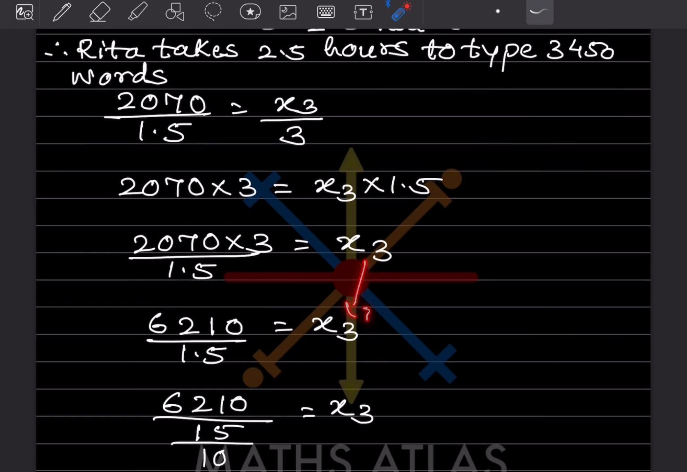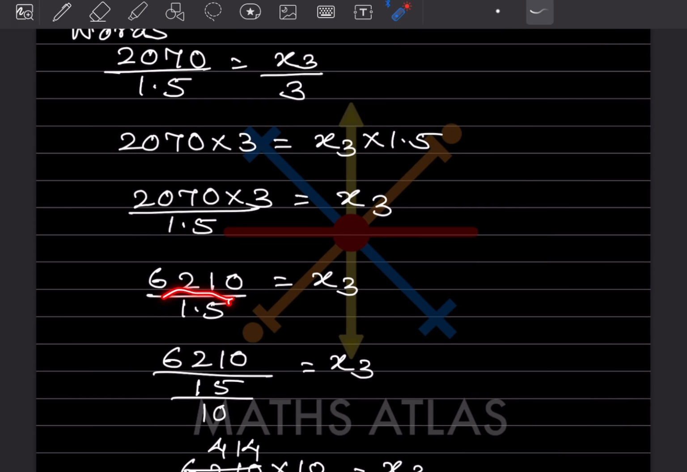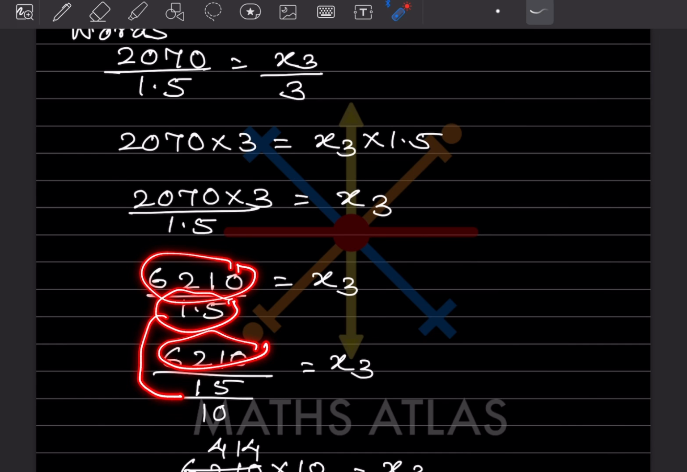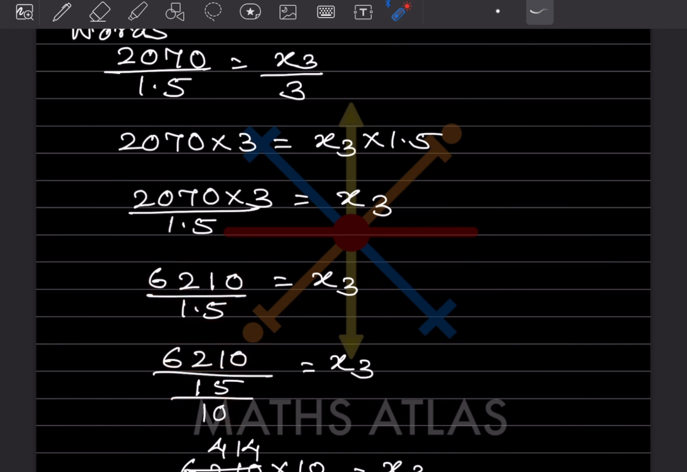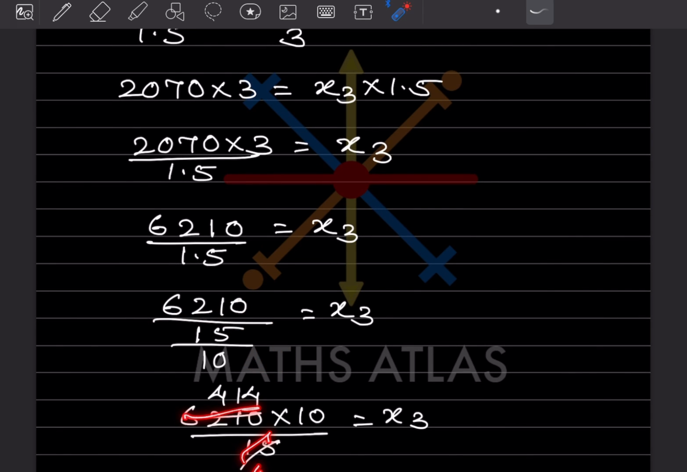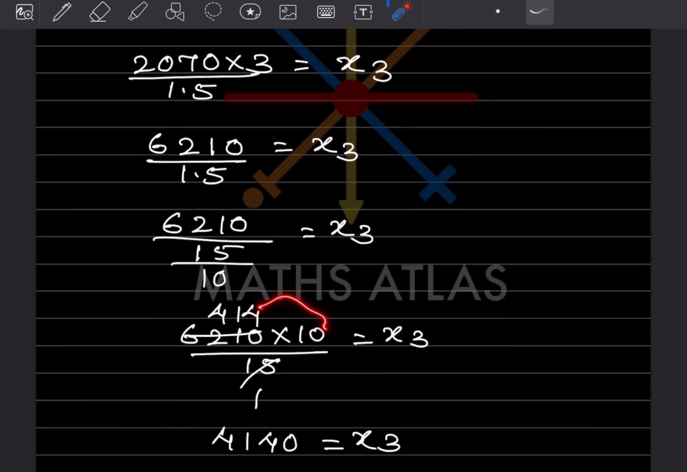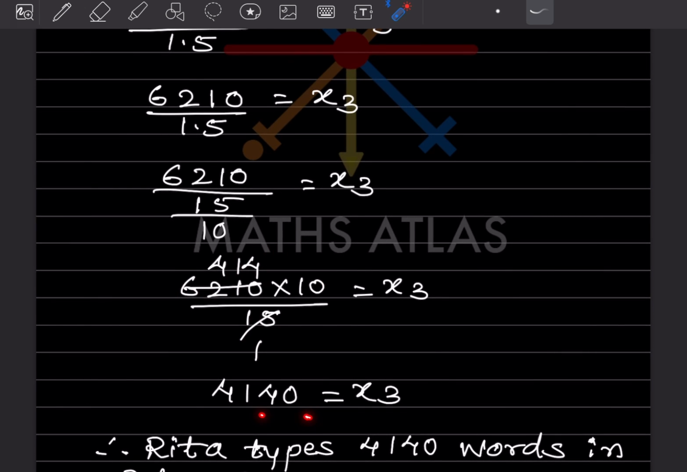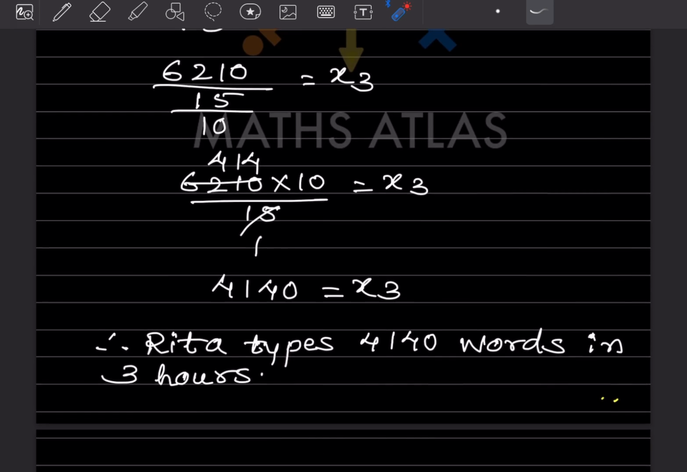So this is x3. So now again what I have done here is again a decimal one. So the numerator as it is, the denominator will be 15 by 10 is x3. So the numerator here as it is, the denominator is in a fraction, so it will get flipped over, that will be 10 by 15. So after simplifying, we get 414 multiplied by 10, which is going to be 4140, and that is x3. So we can say Rita types 4140 words in 3 hours. So by this one, we have completed today's work.